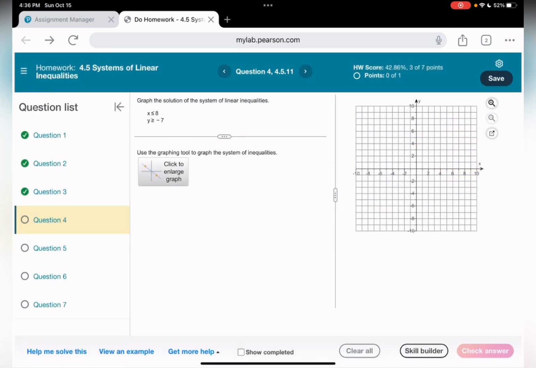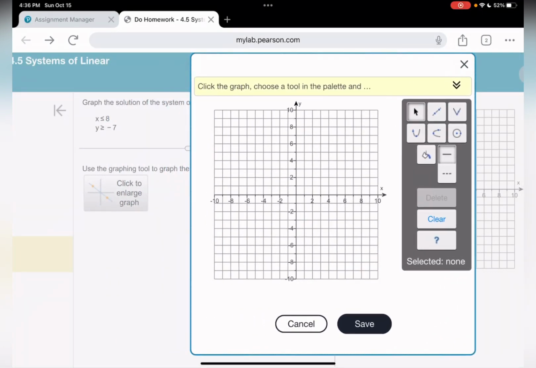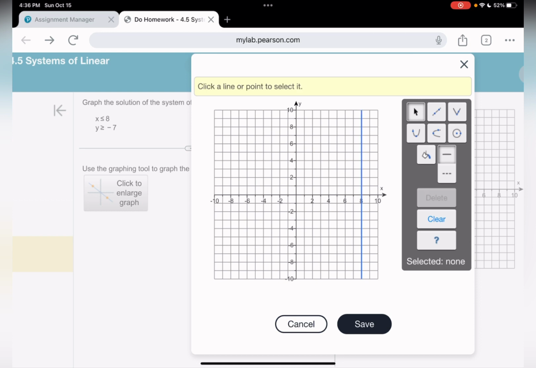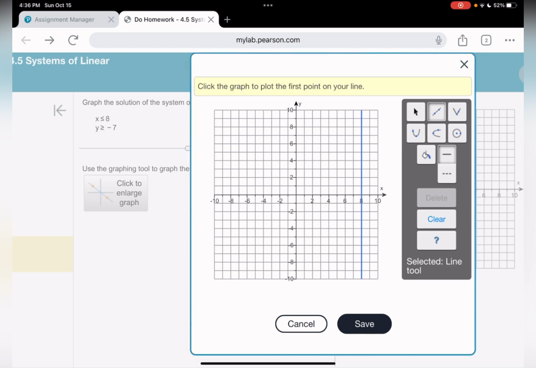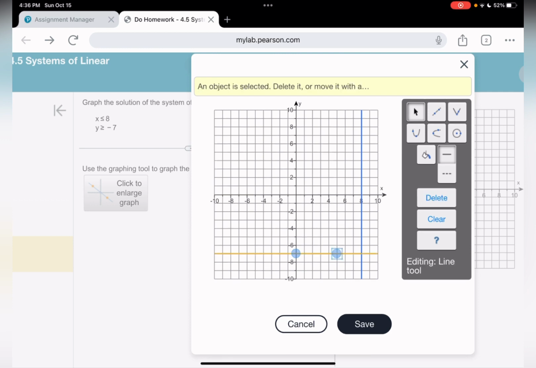Question number 4. This one is easy. So I have x less than or equal to 8. So where is my 8 here? Because I don't have y, that means my line is going to run parallel to y and never cross the y. And y is greater than or equal to negative 7. So I'm taking negative 7, and because there is no x, it will run parallel to x and never cross. There we go.